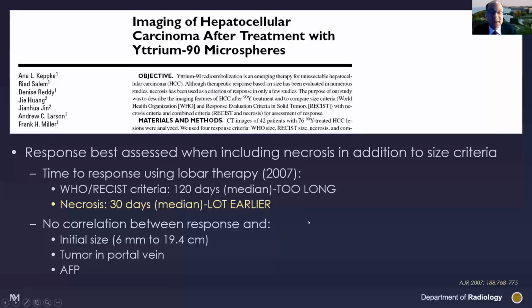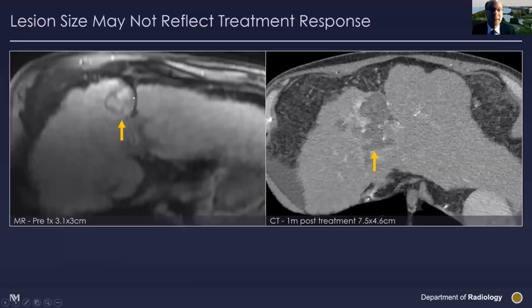What was also interesting is there was no correlation between the response and the initial size. Whether it was a 6 millimeter lesion or a 19 centimeter lesion, they still responded. And whether there was tumor in the portal vein or not, they also responded. And the AFP value wasn't correlating either. Here's another example. This again was with low-bar therapy, but you can nicely see a lesion here, 3 centimeters. After therapy, it's clearly larger, but this is dead tumor at the time.